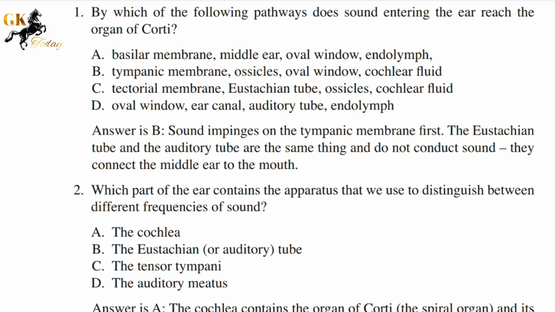Next topic, ear. Let's discuss the important and repeated MCQs related to the ear. By which of the following pathways does sound entering the ear reach the organ of Corti? Basilar membrane, middle ear, oval window, endolymph; tympanic membrane, ossicles, oval window, cochlear fluid; tectorial membrane, Eustachian tube, ossicles, cochlear fluid; oval window, ear canal, auditory tube, endolymph. Correct answer is option B.